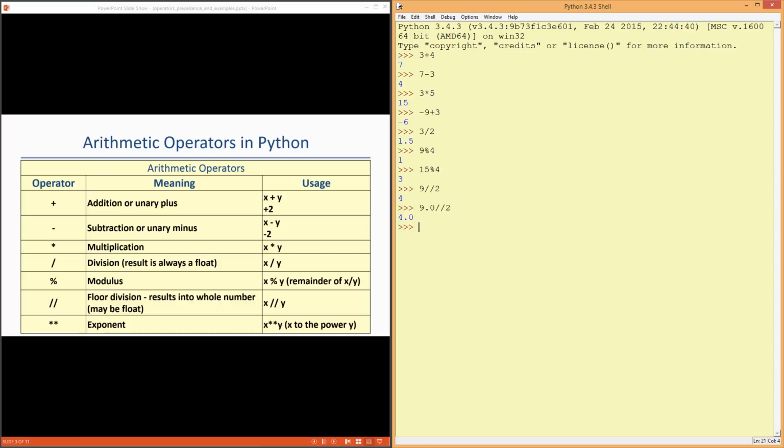And last, we have the exponent, which shows you a number to the power of another number. For example, 2 to the power of 3, of course the answer is 8.